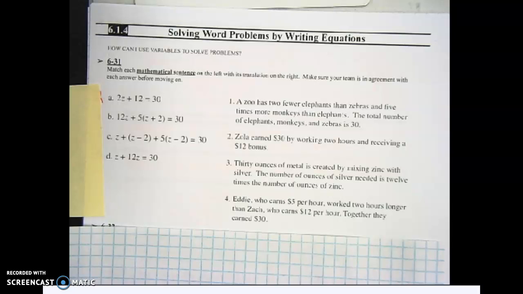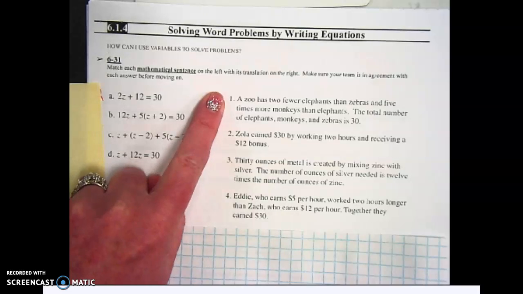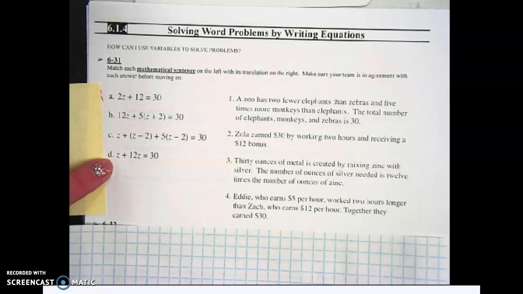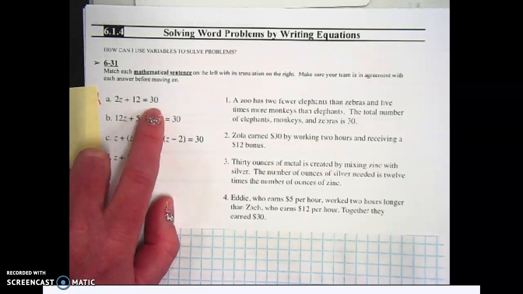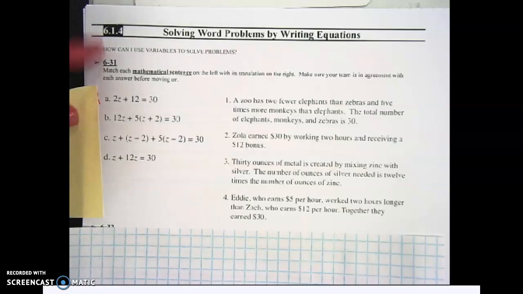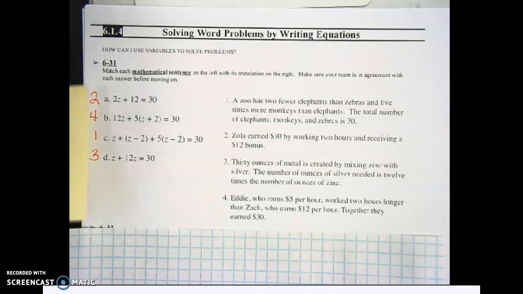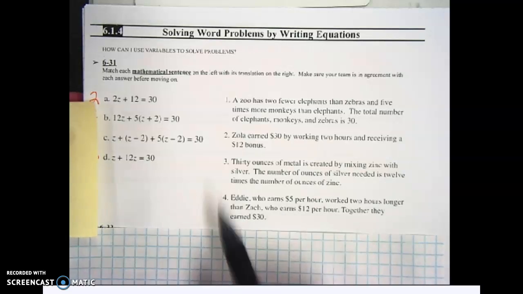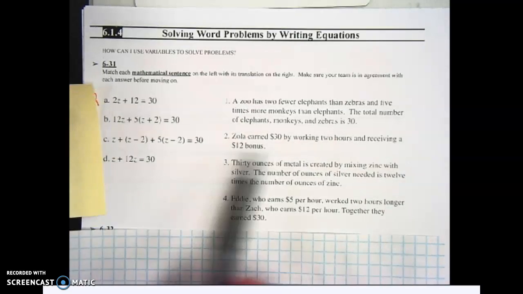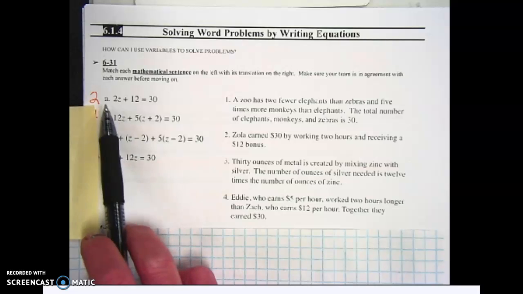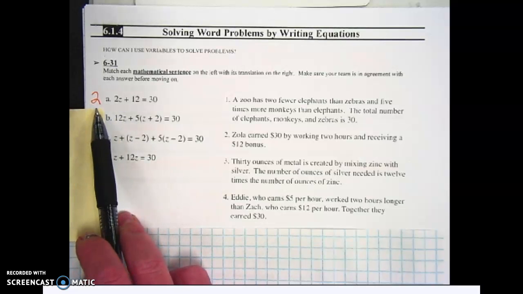Awesome. Great job, guys. Okay, so you're going to take these numbers 1 through 4 and see if you can match it to A, B, C, and D over here. Anybody think they know which one is 2z plus 12 equals 30? Right, which of these matches with that? 2, yes. So next to A, you're going to write 2.